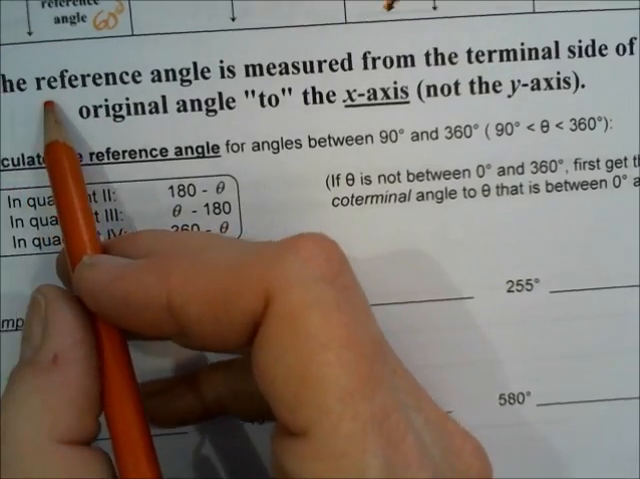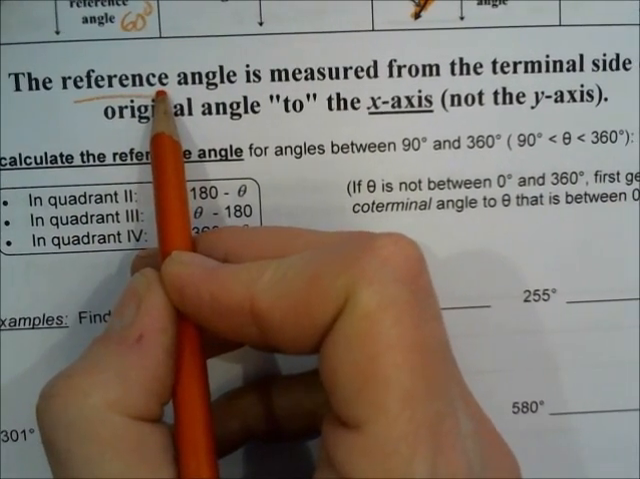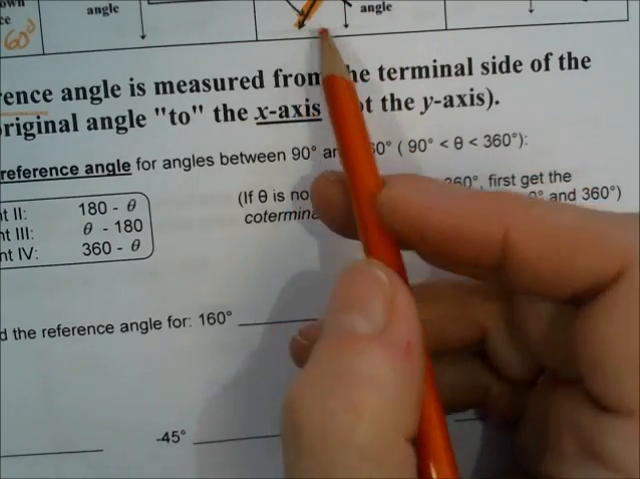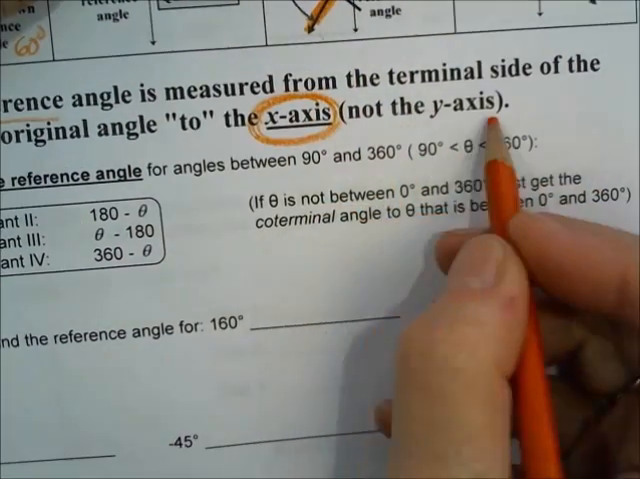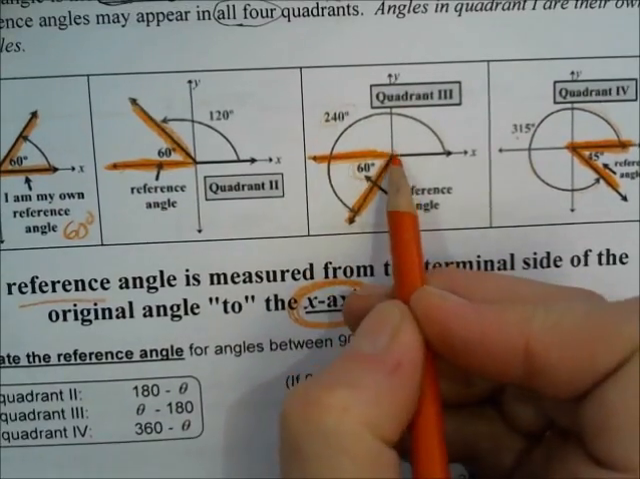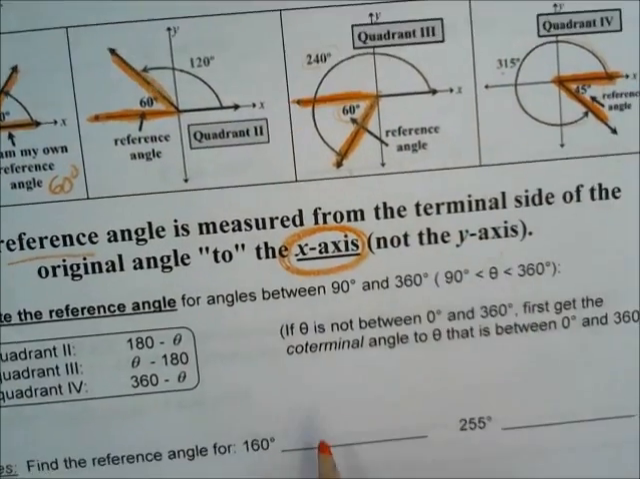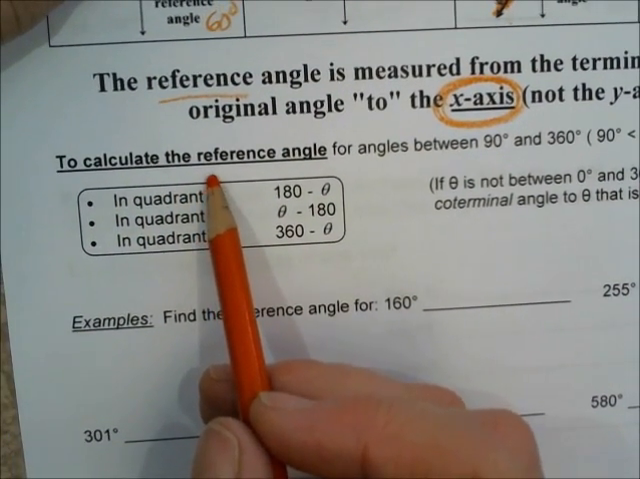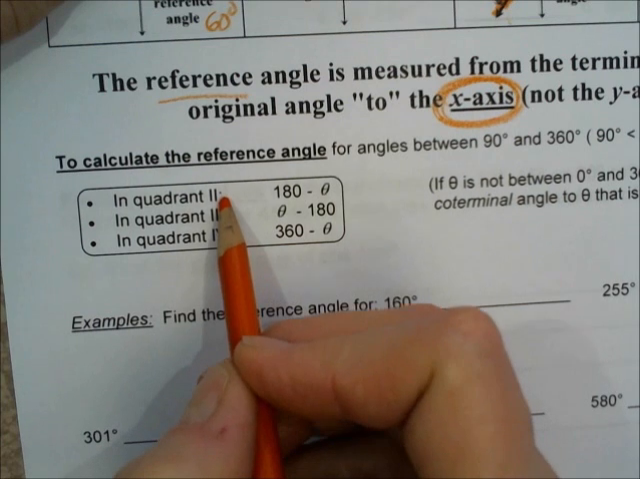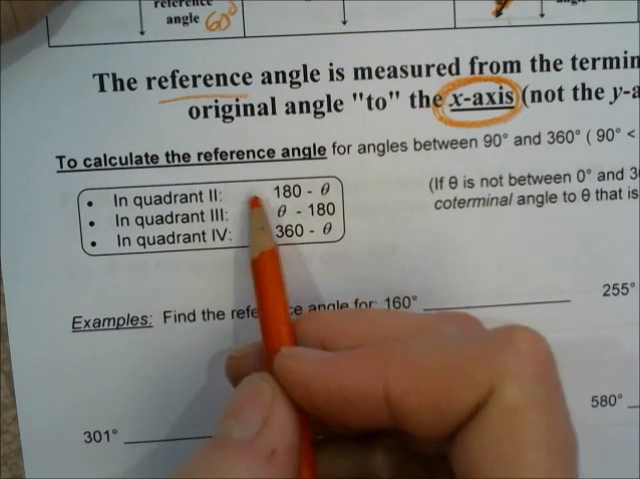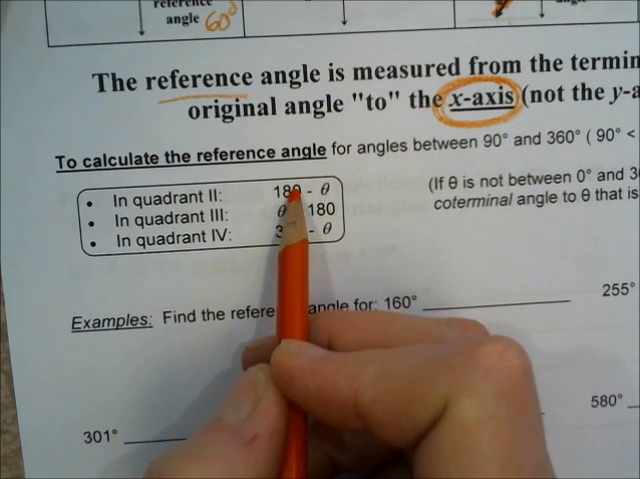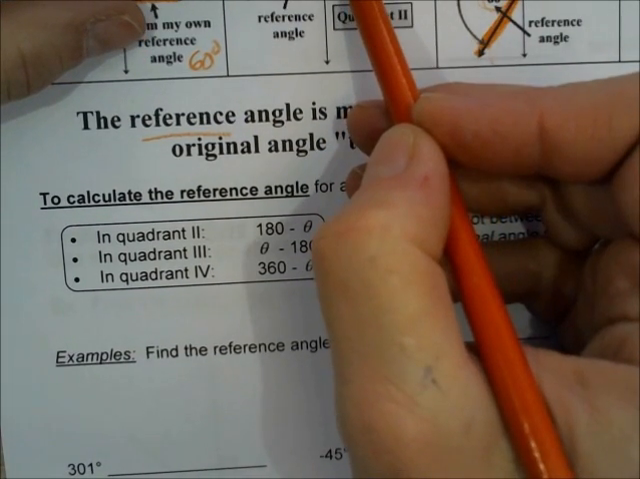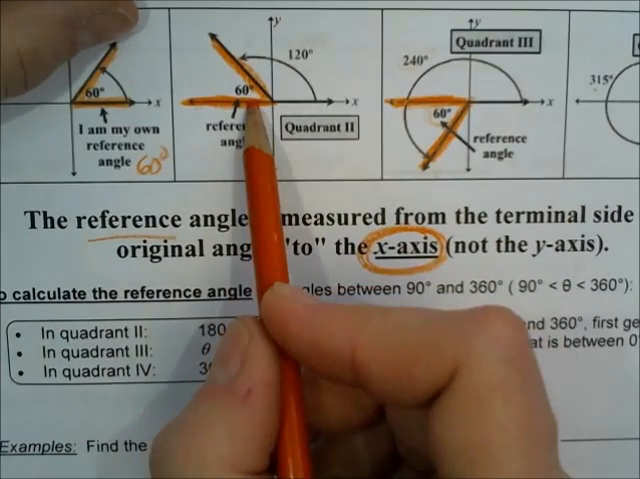So down here, this just summarizes the reference angle is the angle measured from the terminal side of the original angle to the x-axis, but not the y-axis. You can see they're all up against the x-axis, all these reference angles. If you want to calculate the reference angle, if you're given a quadrant 2 angle, all you have to do is subtract that angle from 180. Like in this example, I was given 120. If I subtract 120 from 180, you get 60.